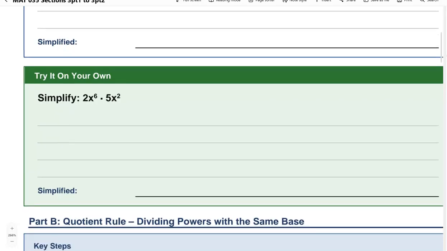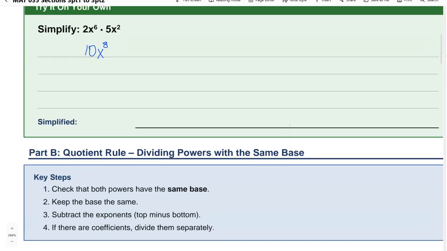So take a minute, try the next one, see if you can come up with the answer. So in this one, we have 2x to the 6th times 5x squared. So that's going to be 10x to the 8th. We're going to multiply the numbers. And then when we multiply the variables together, we're going to add the exponents because the variables are the same base, x.